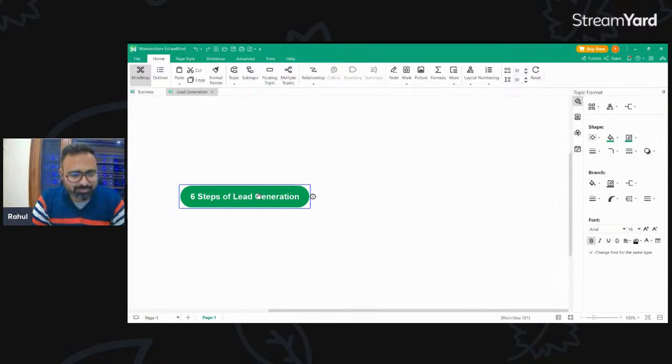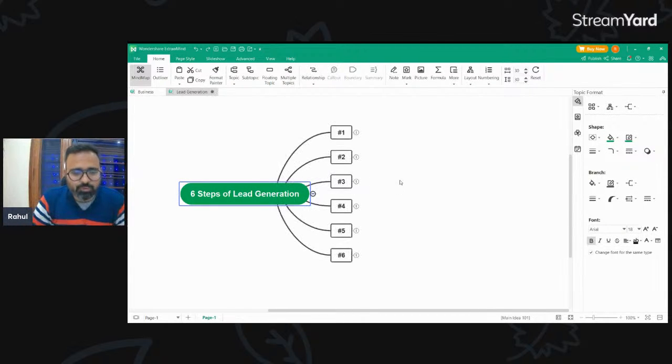Let me take you through the 6 steps of lead generation. These are the 6 steps by which you can get proper leads for your business, the whole process. The first thing, obviously, you would have heard, is niche finalization.